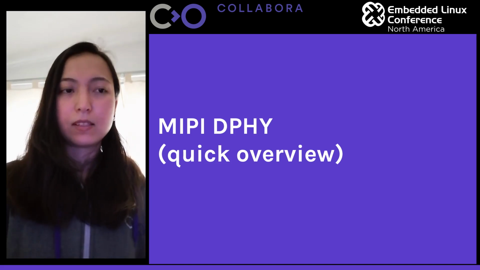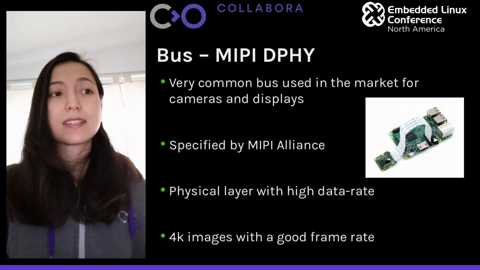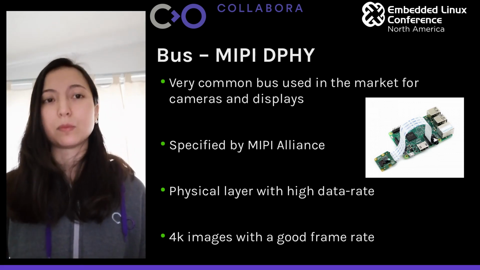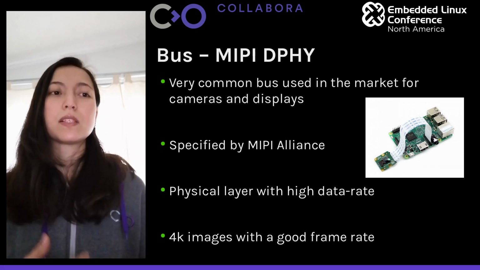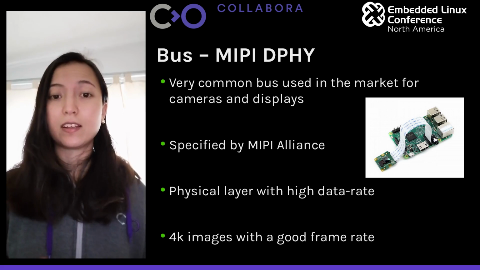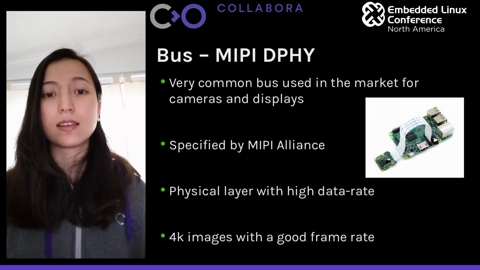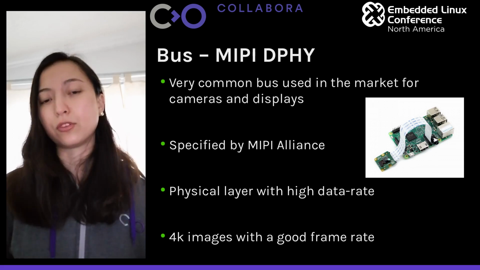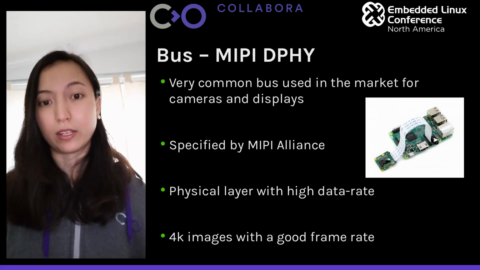MIPI DPHY, let's take a look at this. So MIPI DPHY is a very common bus used in the market for cameras and displays. It is specified by the MIPI Alliance and it is a physical layer with high data rate that can process 4K image, so ultra high definition image, ultra high resolution with a really good frame rate.